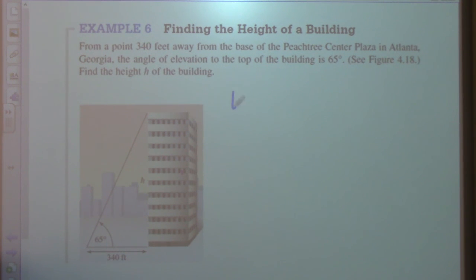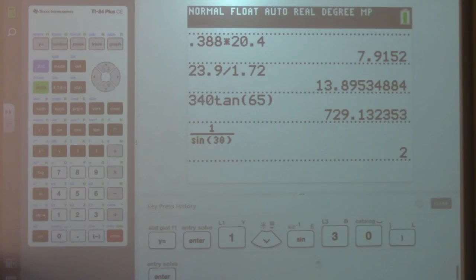Tangent. So the tangent of 65 degrees is equal to our building's height over 340. So height is equal to 340 tangent 65 degrees. And you can just put that in your calculator and get that. You'll get 729.132 feet.